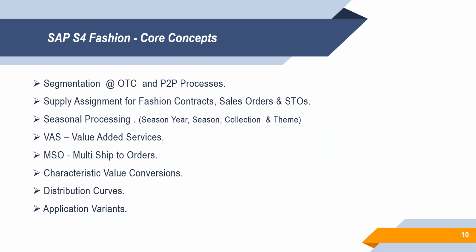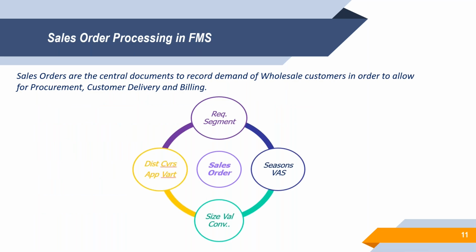Let us see the core concepts here. As I said, we'll be talking about segmentation, which of course will cover the OTC and P2P processes. We'll be talking about supply assignment, which is basically the allocation run, and we have something called the allocation workbench here. We'll be talking about seasons, how seasons affect the fashion business, and what the concept of seasons is. We'll also talk about value-added services, MSOs, conversions, distribution curves, and application variants.